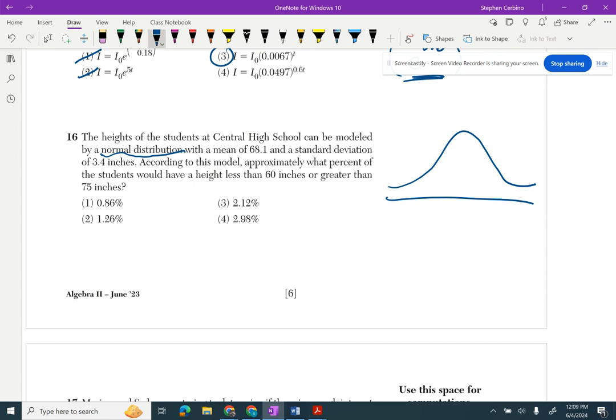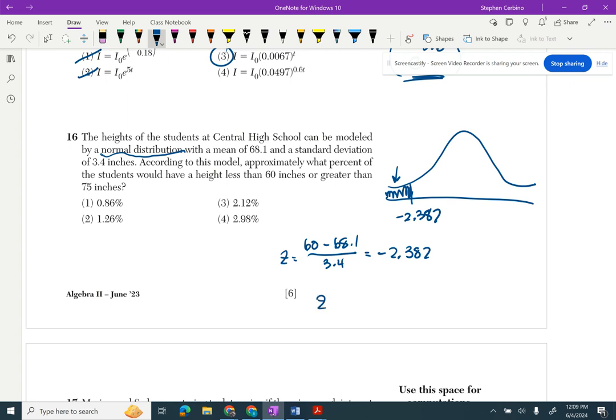So we have to find two z-scores here. We're going to find the z-score for 60. So I'm going to do 60 minus 68.1 divided by 3.4. That's going to be my lower z-score, and that lower z-score is going to be negative 2.382. So I know that my z-score on the bottom is going to be shaded down. I care about this probability or this percentage.